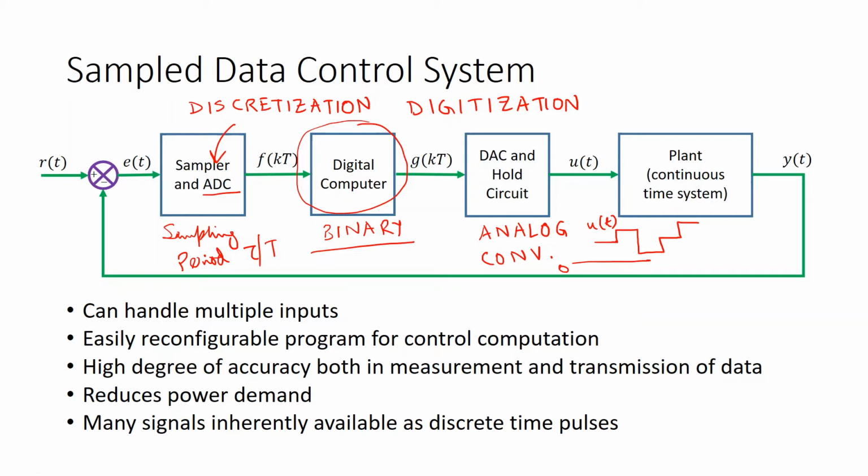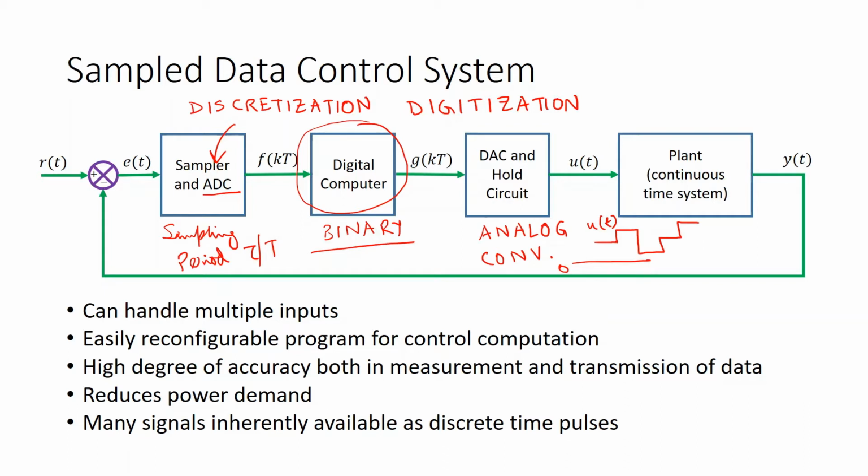Now what are the features here, why are we going for this discretization and digitization? Because it can handle multiple inputs, it is easily reconfigurable, all these points that have been mentioned here. These are the points in favor of digitization, in favor of using a digital computer.